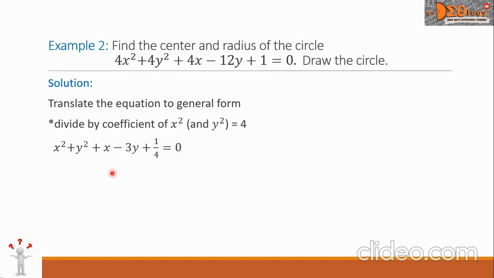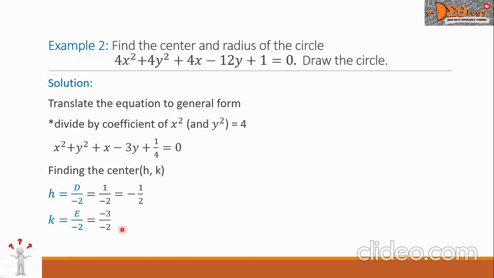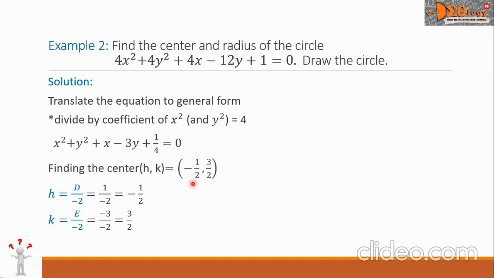From here, we know that the value of d is 1, the value of e is negative 3, and the f is 1/4. Let's now begin by finding the center (h, k). The formula for h equals d over negative 2. Our d here is positive 1, so we have 1 over negative 2, and the h is negative 1/2. For the k, this is equal to e over negative 2. The e is negative 3, so we have here negative 3 over negative 2. Simplifying the negatives, we have positive 3 over 2. This is the value of k. So the center is (negative 1/2, 3/2).